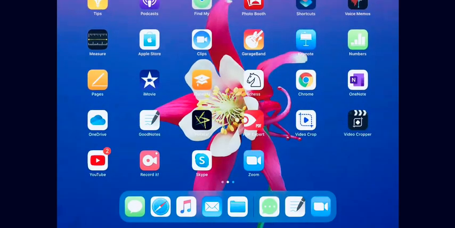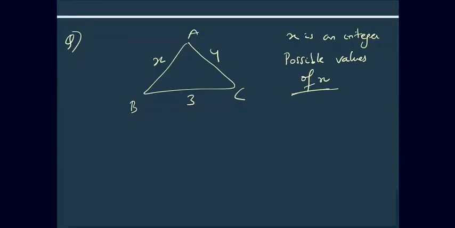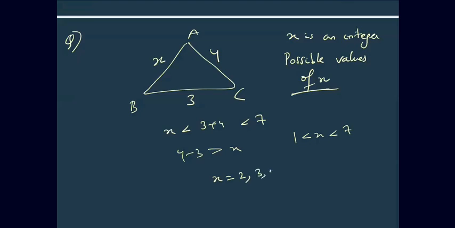Okay, good. Some of you have already done it. So X should be less than the sum of the other two sides, that is 3 plus 4. So X should be less than 7. Whereas the difference of any two sides, that is 4 minus 3, should be less than X. So 1 should be less than X, which is less than 7. And since X is an integer, X can take the values 2, 3, 4, 5 or 6. Okay, good. So let us proceed to the next problem.